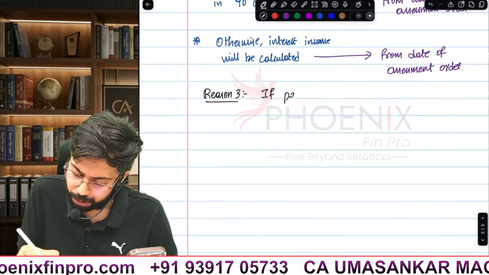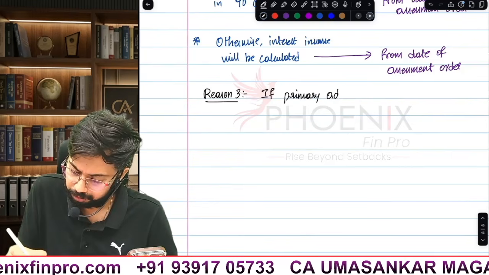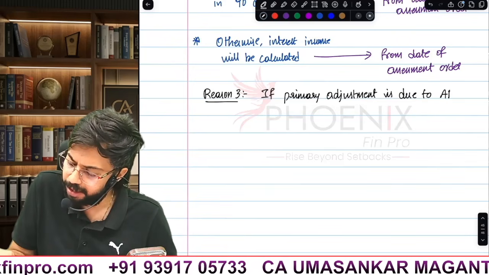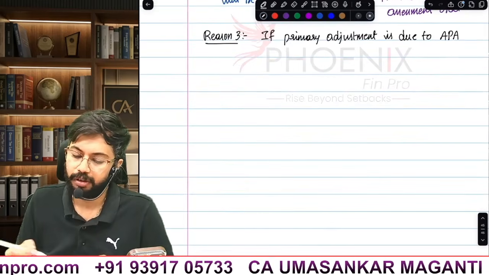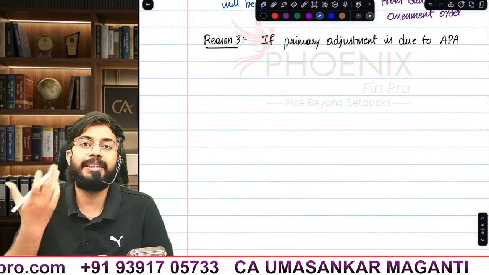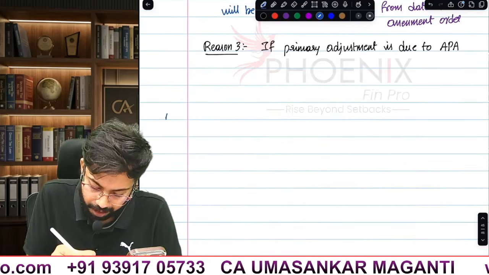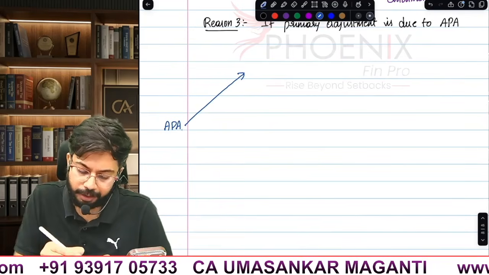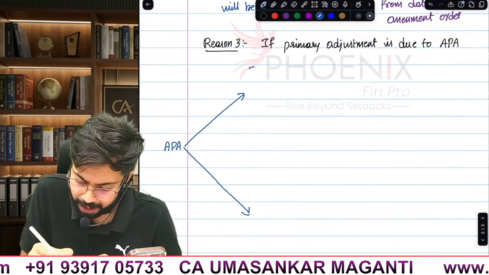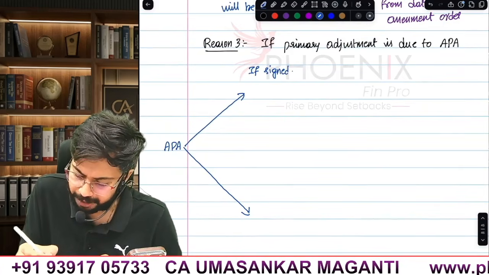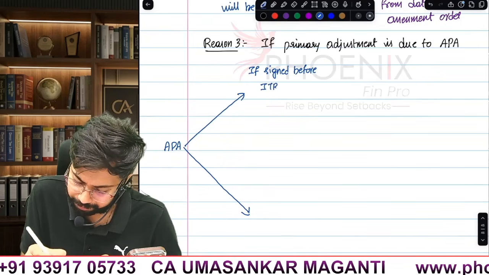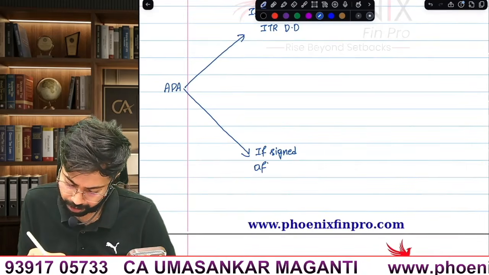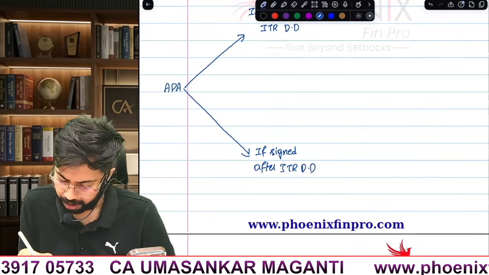if primary adjustment is due to APA, advance pricing agreement. Now, we have to check when the advance pricing agreement is signed. If the advance pricing agreement is signed before ITR due date, one procedure is there. If signed after ITR due date, another procedure is there. I will explain with an example.